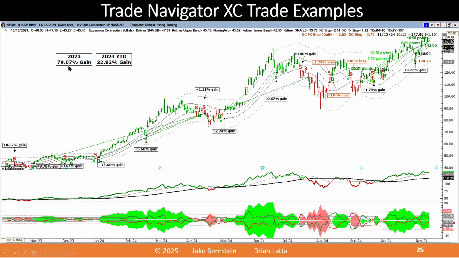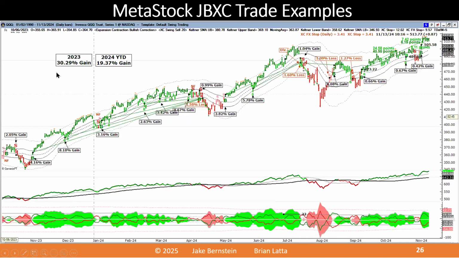NVIDIA, so we're going to that list, 2023, phenomenal year. January through August was the big move on that. This last year, 2024, still did well. Did have a series of 3 losers in a row and did have 2 stop outs on here, but still net up.